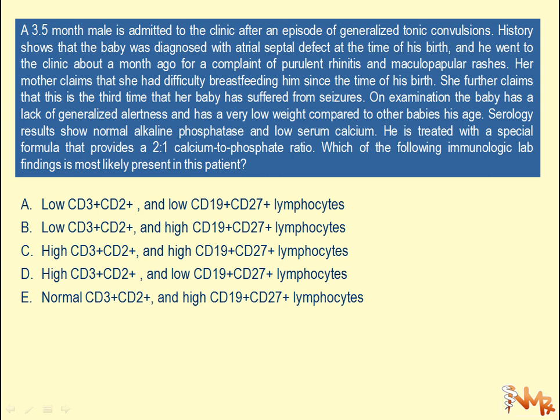As you scan the options, you're going to see several markers that are markers of T lymphocytes or B lymphocytes. The question is a double jump question.